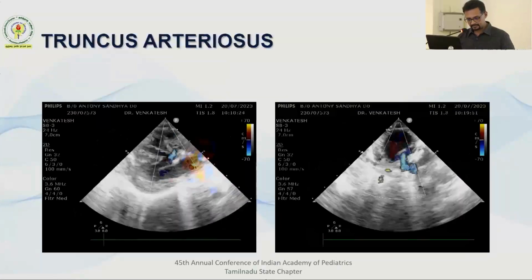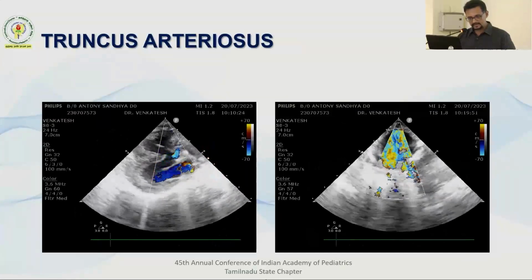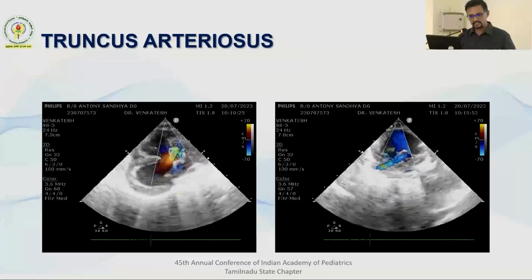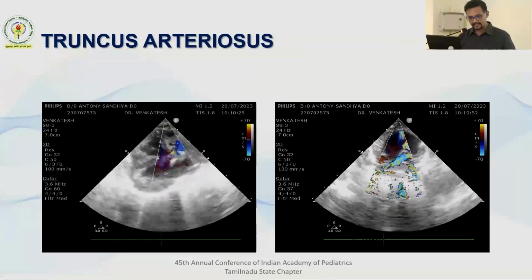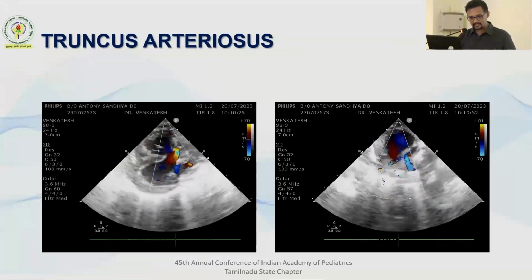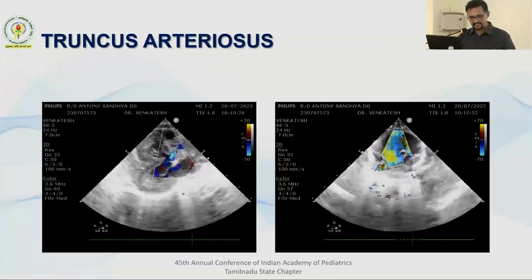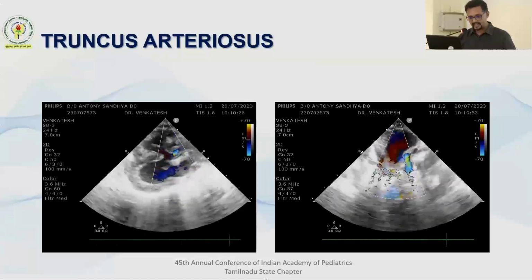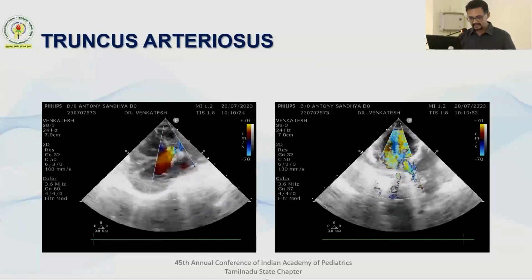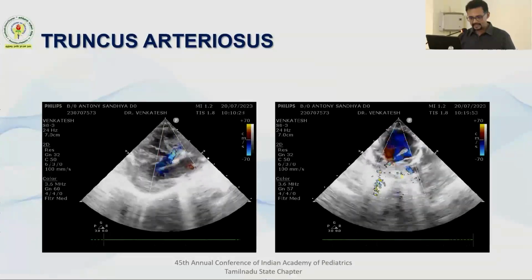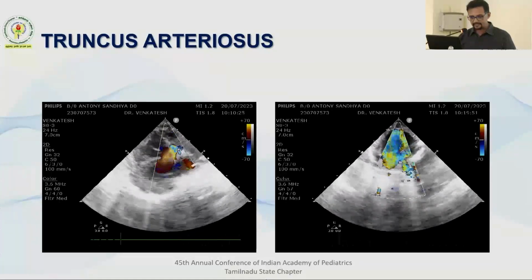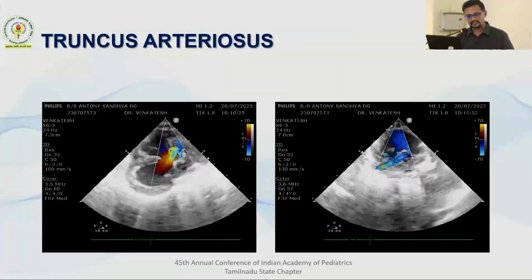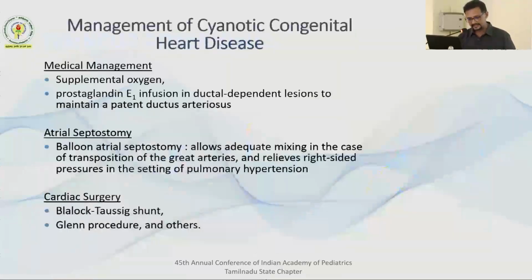So this is another child with truncus arteriosus. You could see a large subarterial VSD. So we could see biventricular hypertrophy. This is the right ventricle, this is the left ventricle, this is the septum. This septum shows a hypertrophied ventricle, and this is the right pulmonary artery and the left pulmonary artery arising from a single trunk, indicating that it is a type 1 truncus arteriosus needing early surgery.